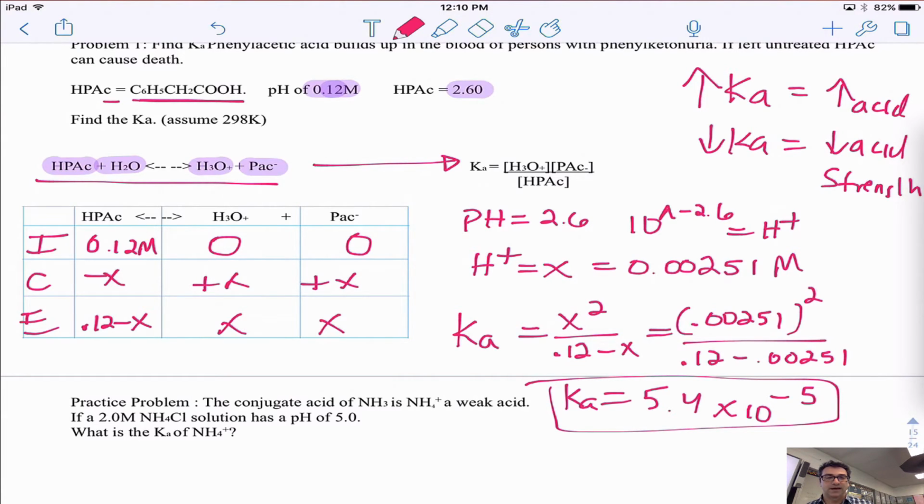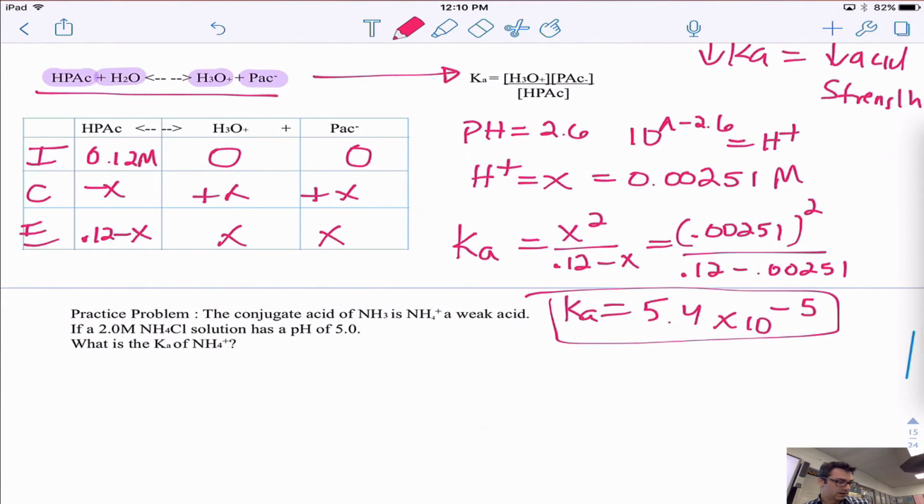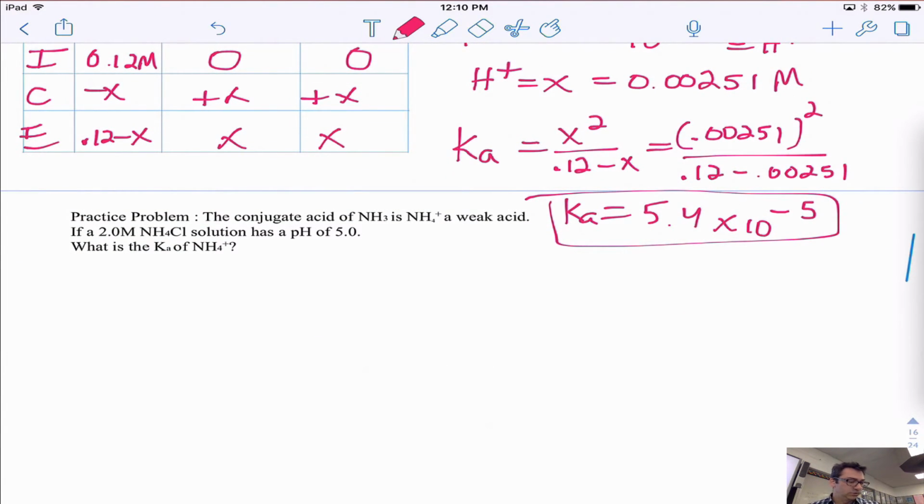Now what happens if I give you another example, where I ask you to find the Ka of NH4 plus. I give you a little bit of information in the beginning. I tell you the conjugate acid of NH3 is NH4 plus. It's a weak acid. First thing you're going to do is write your equation. This is going to react with water. It's going to form NH3 plus H3O plus.